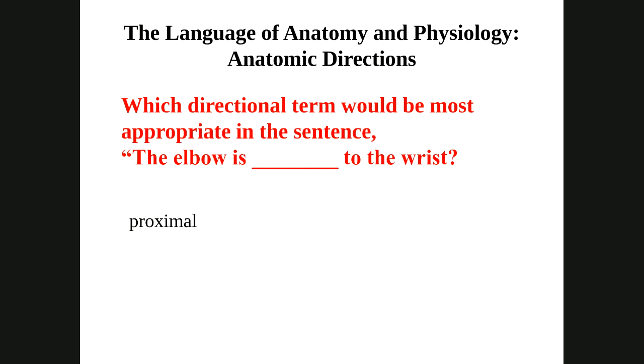Which directional term would most appropriately fill in the sentence? The elbow is blank to the wrist. The elbow is proximal to the wrist. But here's a good example. If I'm standing in anatomic position, again, which is what I'm comparing all these things in, the elbow is also superior to the wrist. So this one would have two answers. On the test, I only want one answer that you know is correct. If you ever give me anything that's wrong, I have to count off for it. And so I'd rather not count off if I don't have to.